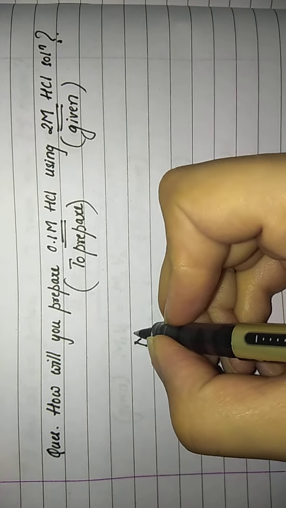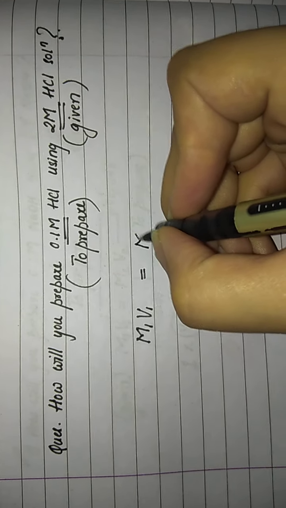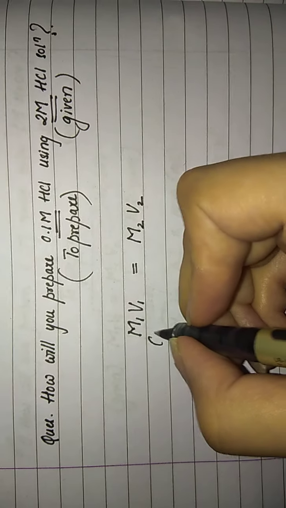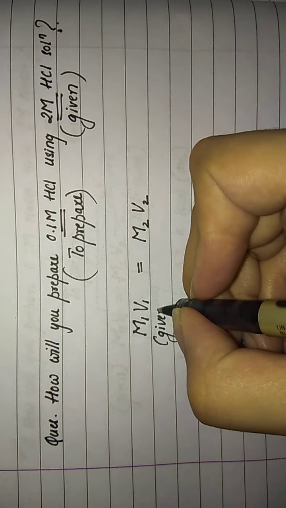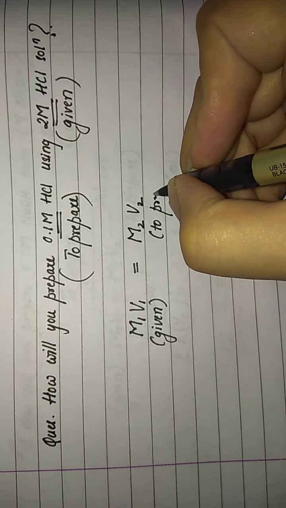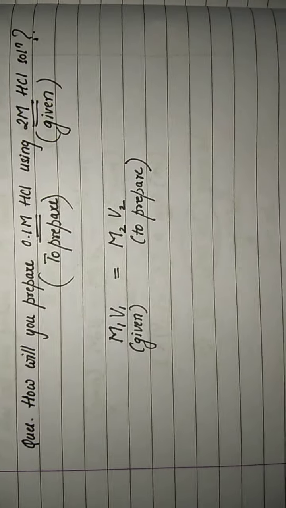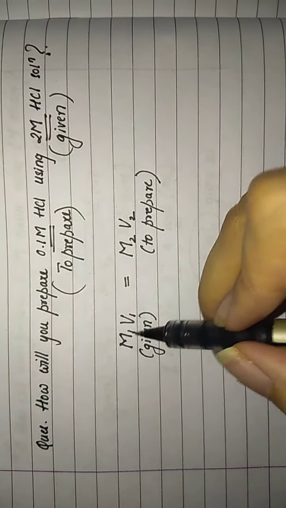Let us use the same expression once again. M1 V1 is equal to M2 V2. Fine. This is the given portion, and this is the portion to be prepared. Now, what is the molarity of the given solution? It is 2 molar. Fine.